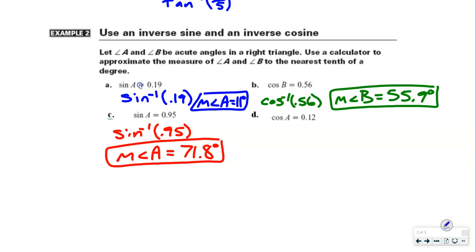Then letter D, we have cosine of A equals 0.12. So we'll use the inverse cosine of 0.12 in our calculators, and we should get the measure of angle A is about 83.1 degrees.